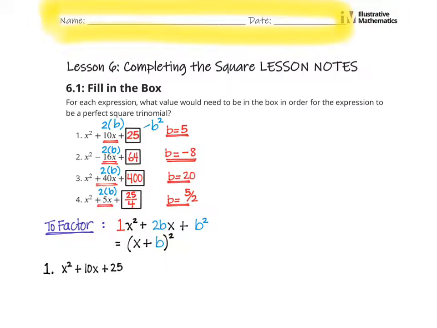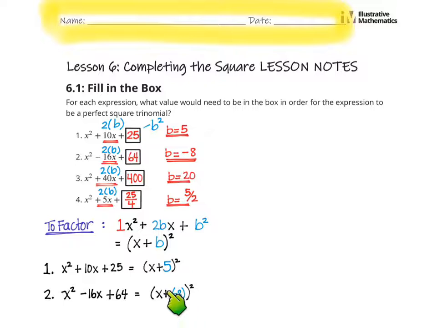Looking at problem number 1, and you should be writing this in your notes, if I wanted to factor x squared plus 10x plus 25, the b is 5. So to factor this, we just have x plus 5 quantity squared. We'll do problem number 2 as well. In problem number 2, we had x squared minus 16x plus 64. Half of negative 16 is negative 8, so that was our b, and so we have x plus negative 8 quantity squared.